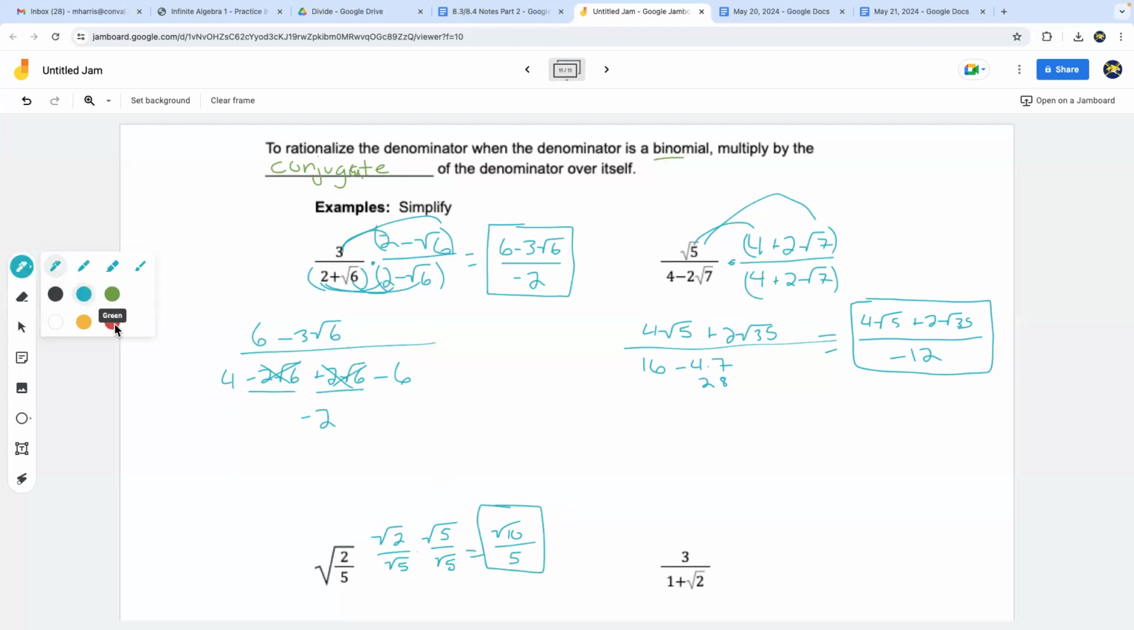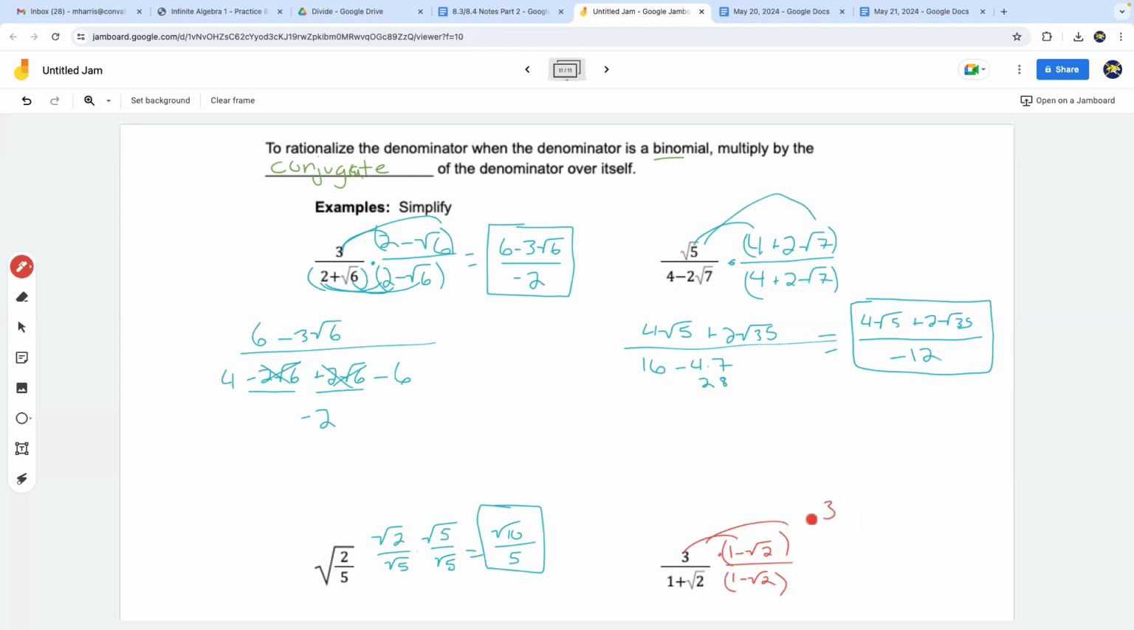Hey, let's change up some color. Love changing up our color. So we have 3 over 1 plus root 2. Well, here's that conjugate. 1 minus root 2 over 1 minus root 2. Again, I like to throw my parentheses to remind me to distribute. Let's distribute.